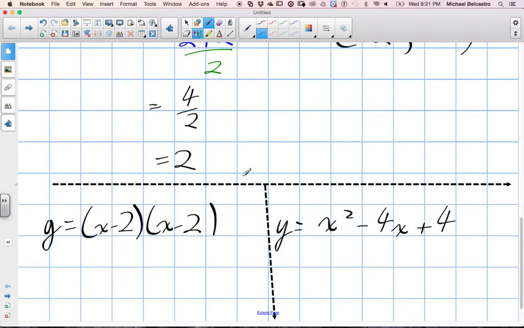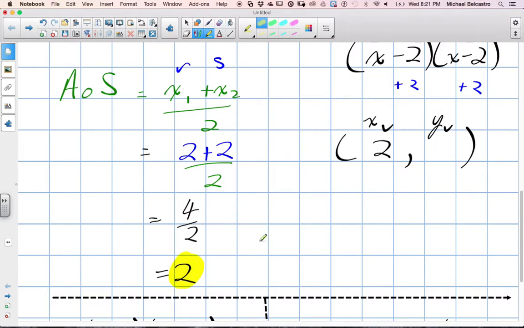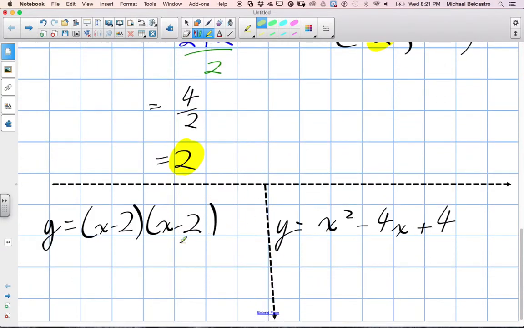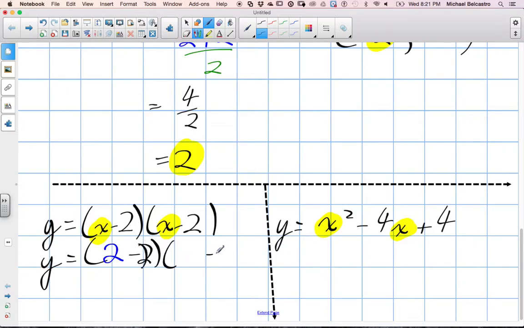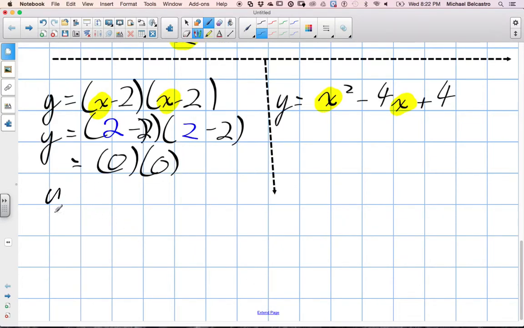We just said that if we plug this x value in, it'll find us a y value. So we're going to plug 2 in for the x values and see what we get. On the left side, it's going to be pretty obvious. You're going to get y is equal to 2 minus 2 times 2 minus 2. So what is 2 minus 2? 0. So you end up with 0 times 0, which is quite clearly 0. So the y value of the vertex is 0.